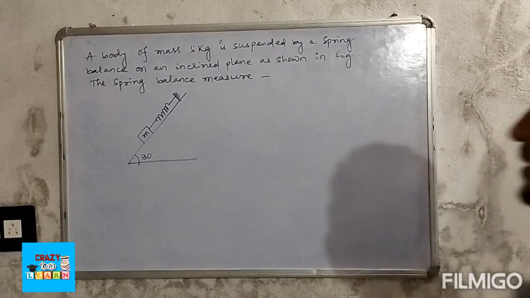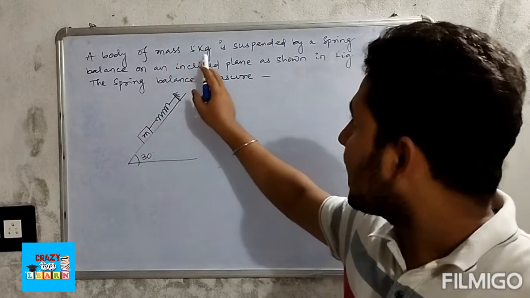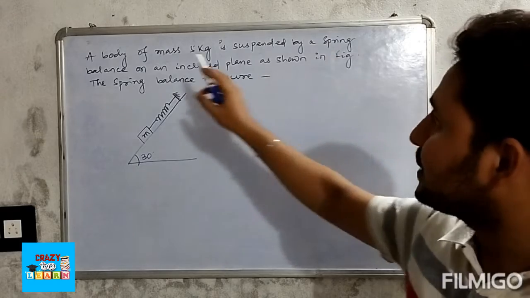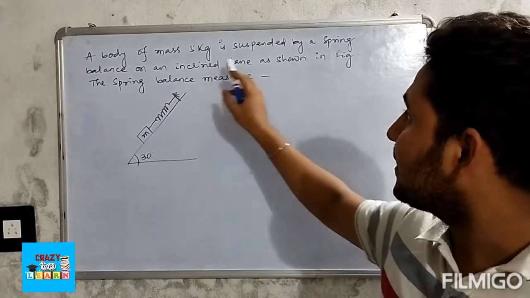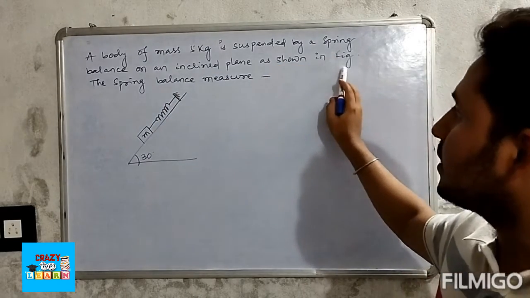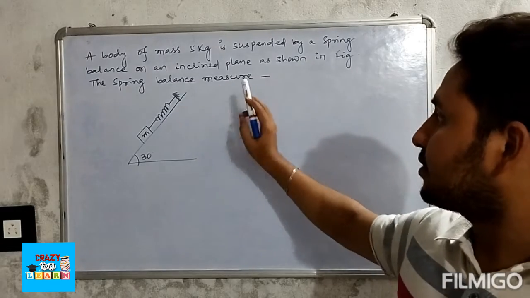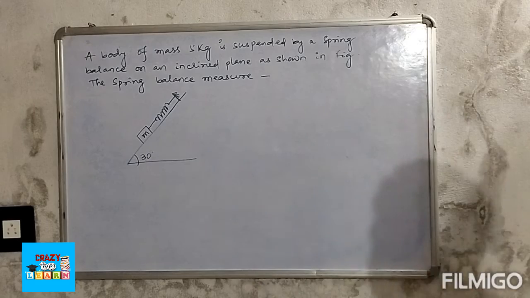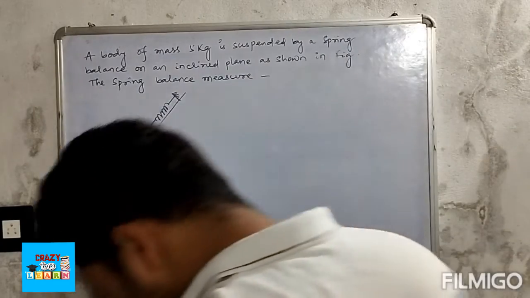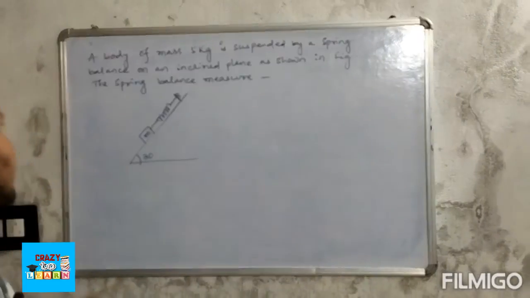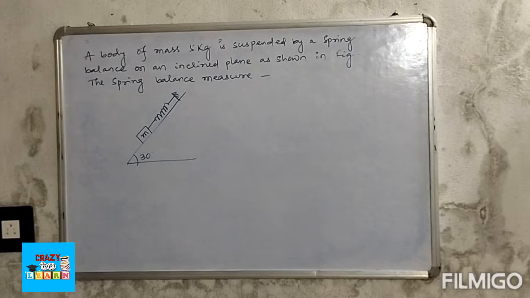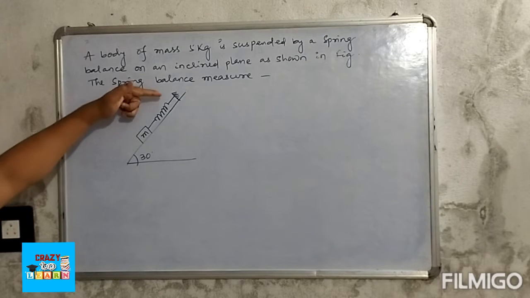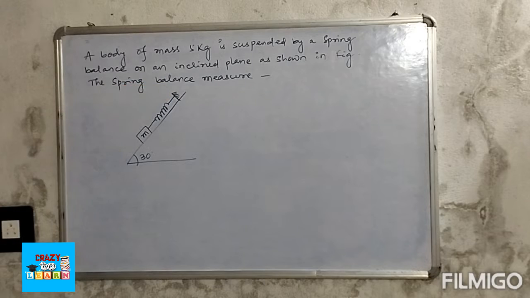Our next problem is a body of mass 5 kg is suspended by a spring balance on an inclined plane as shown in the figure. What is the spring balance measures? Figure is given to you. And the spring balance is supported with a rigid support and mass m is given to you.